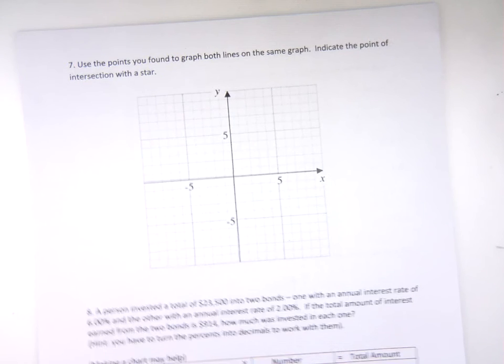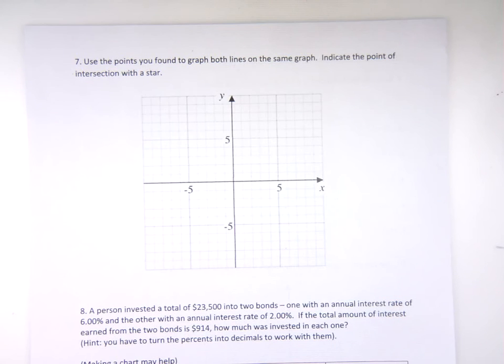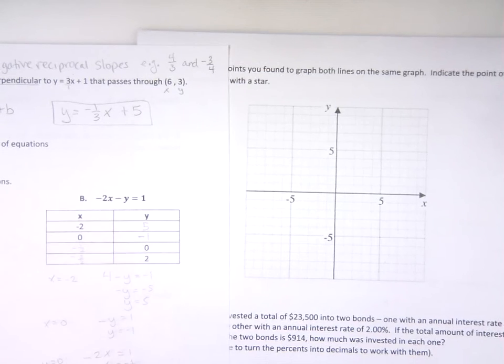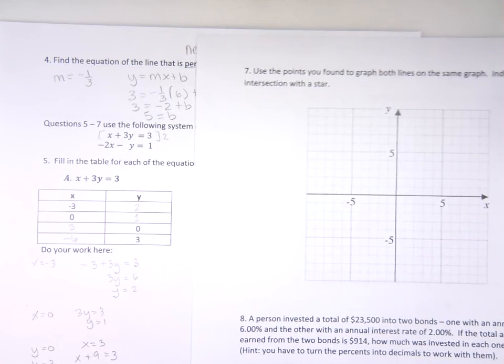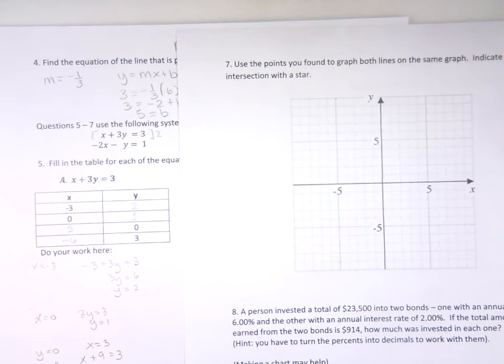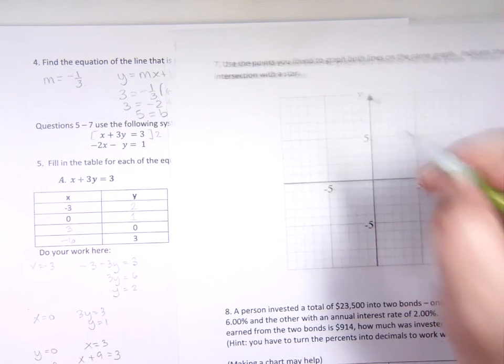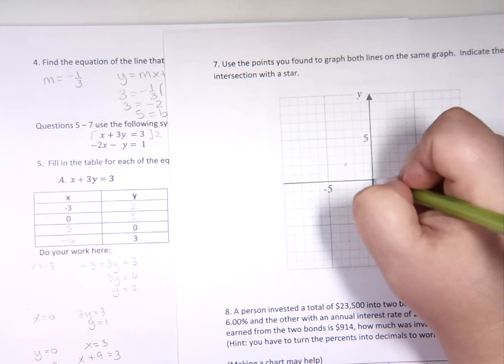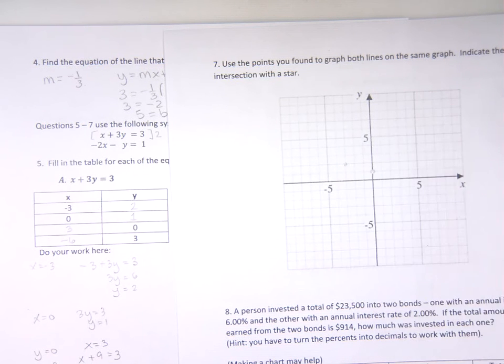Question 7. Use the points you found to graph both lines on the same graph and indicate the point of intersection with a star. So, going back to our table, we've got various x and y points. So, let's just plot those. Negative 3, 2, 0, 1, 3, 0, and negative 6, 3.